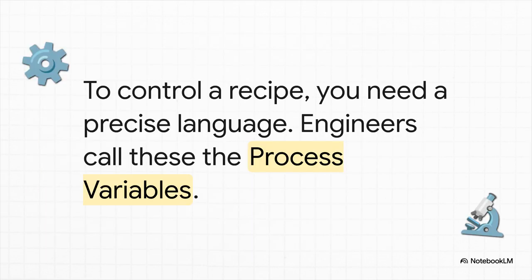Because in engineering, you just can't get away with a little bit of this or heat it up for a while. That just won't cut it. If you want to guarantee the exact same result every single time, you have to be incredibly precise. And that's where process variables come into play. They're basically the nouns and adjectives, the building blocks of this secret language.